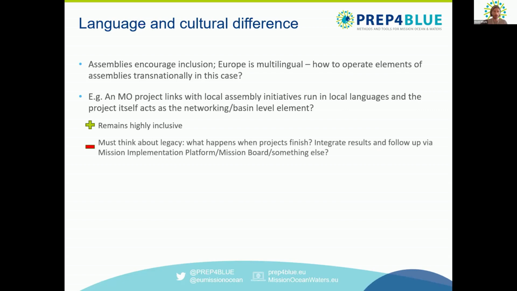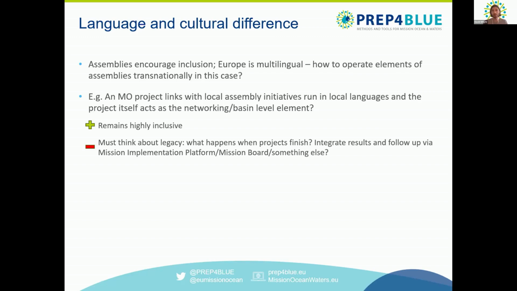The downside of that is thinking about legacy, because all of these projects that we tend to work in come to an end after 1 year or 3 years or 4 years, whatever it is. And there's always an issue that people move on and funding stops. If processes like assembly processes come to an end towards the end of projects, there is an issue about responsibility. Whose responsibility is it to make sure that the recommendations coming out of such a process are given to the decision makers they're supposed to go to, and actioned? So that needs to be thought about.